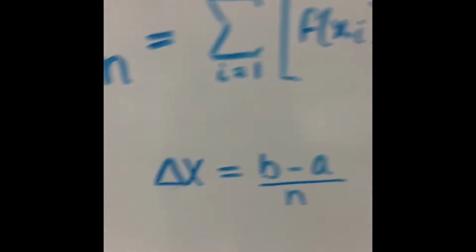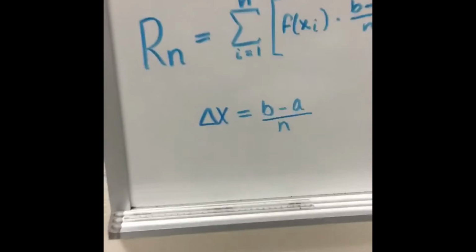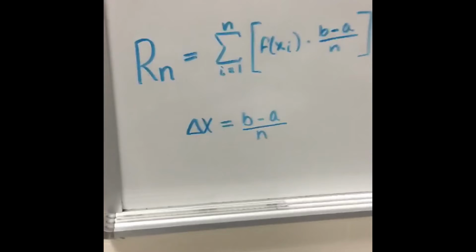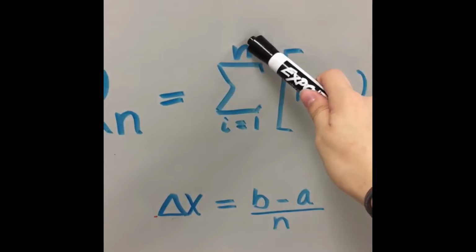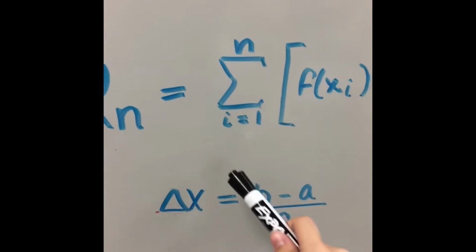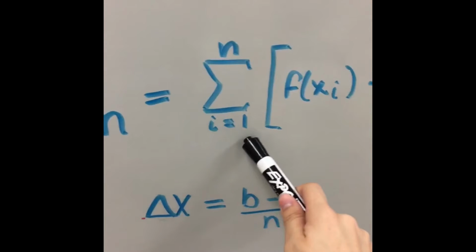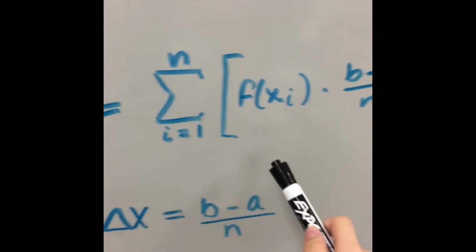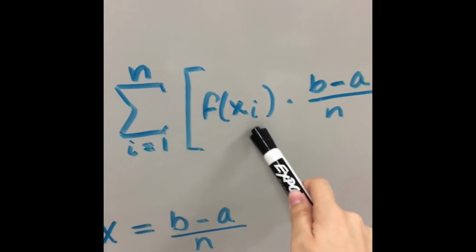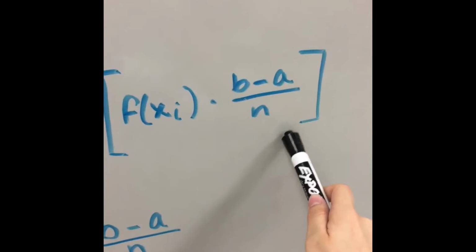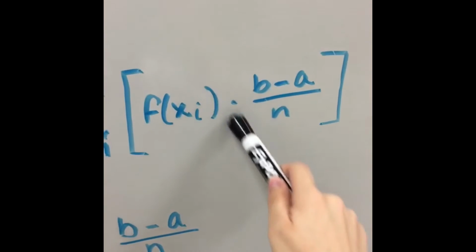This is the formula for writing a Riemann sum in summation notation, and that's how you find delta x. This n is the number of rectangles. i equals 1 means you're starting at 1, which will be different if you were starting at 0, 2, or whatever. This is your function with i incorporated into it, and this is just delta x, which is b minus a over n.